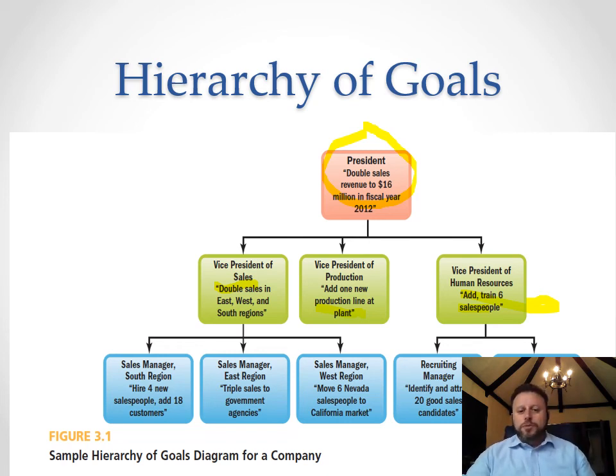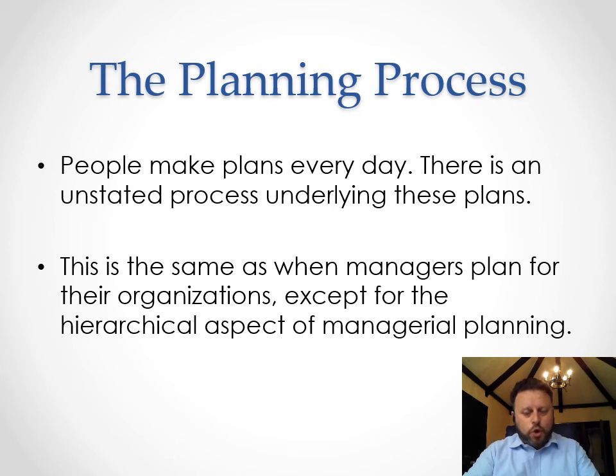And then what would a sales manager say for the South region? Okay, we'll get some new salespeople, we'll add new customers. For the East region, maybe we'll deal with the government a little more. In the West region, we'll move new salespeople to the California market, whatever it is. So everybody should be working towards the same goals. That's the idea. Now, of course, to achieve these goals, we need to be able to set a goal. And we talked about this in management, so we're going to revisit this. It shouldn't be entirely new to you.